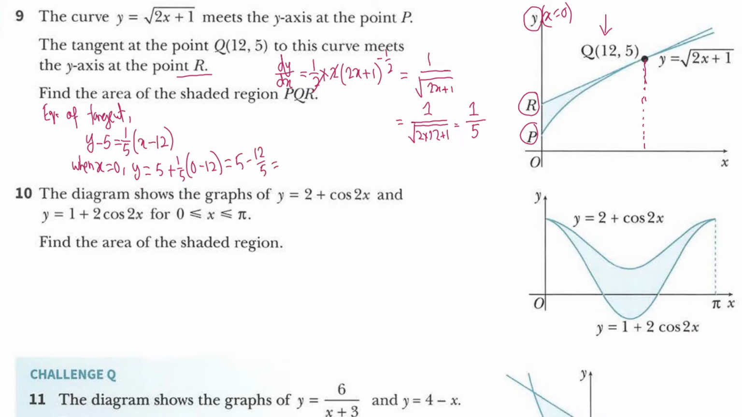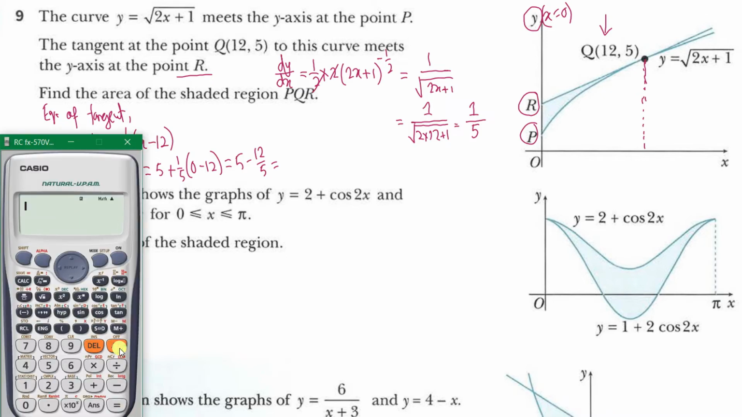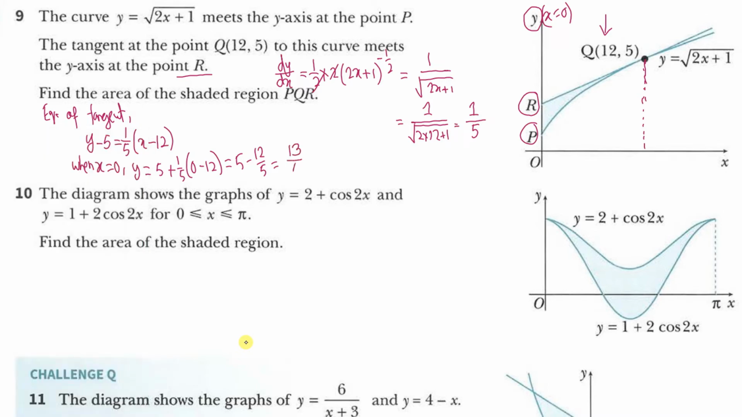So we can use the calculator to do that. This is our value, 5 minus 12 divided by 5, and it gives us 13 by 5. Let me write 13 over 5. Sorry, this is the y value of the coordinate of R. So let me write the coordinate R, where the x value is 0 and the y value is 13 over 5. Let me keep it like this.